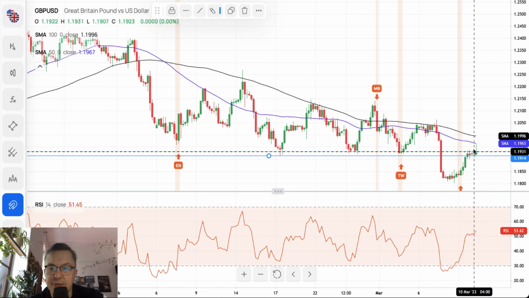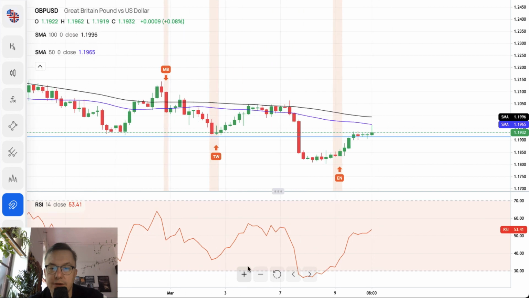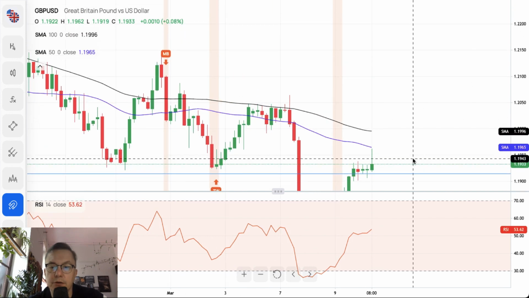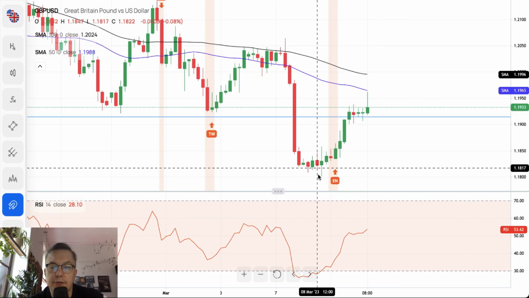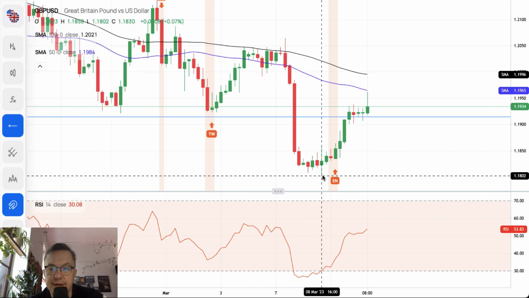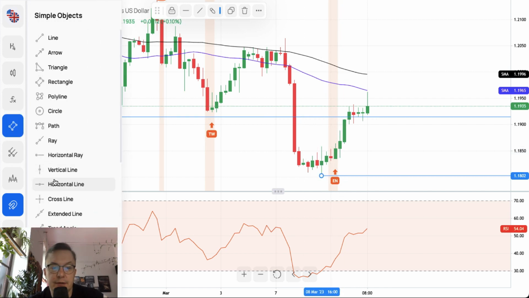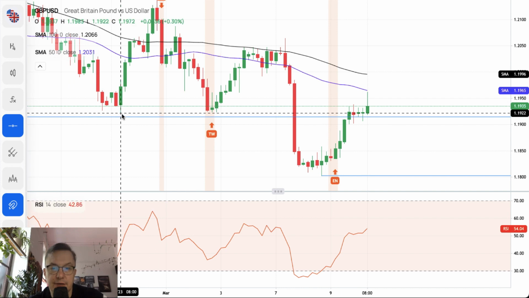So that's a nice movement to the upside. Let's just zoom in to see what is going on in more detail. So what do we have here? We have the lows, of course, the bounces from the low of 1.1802. There you go. We got the nice bounce. We broke above the technical resistance. We can even put another line here for the technical resistance.